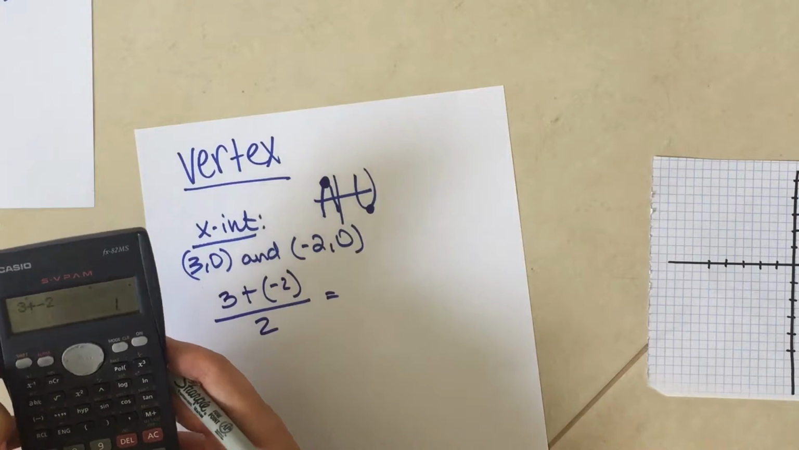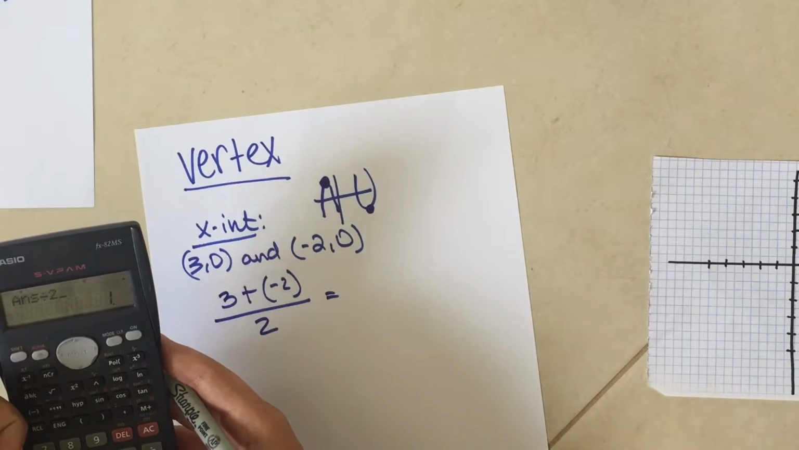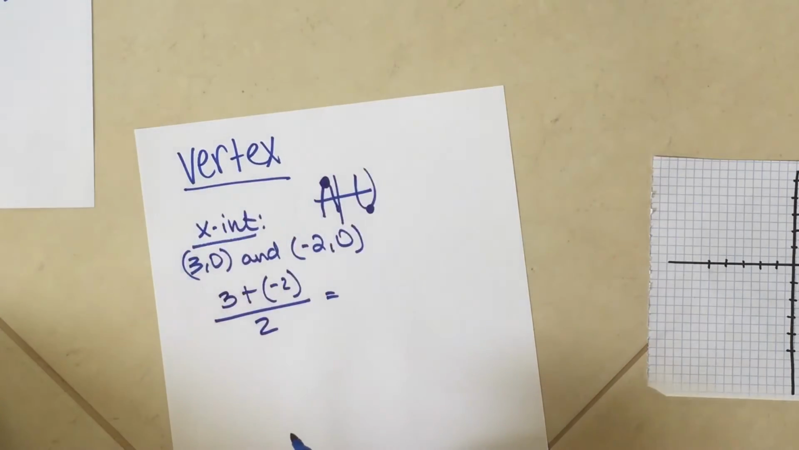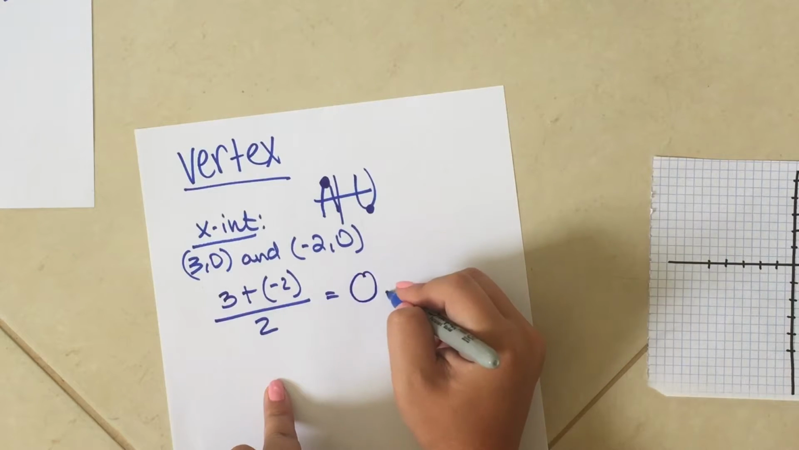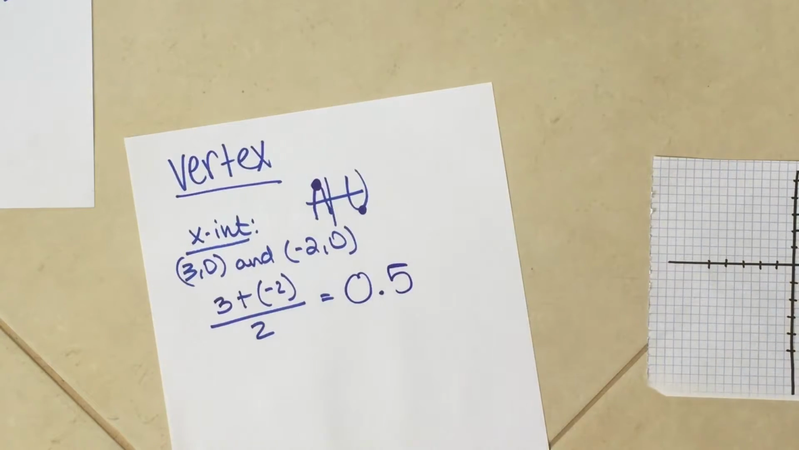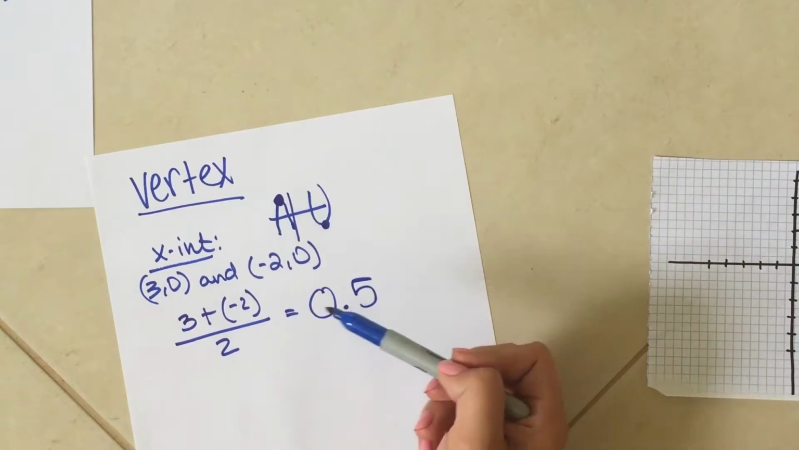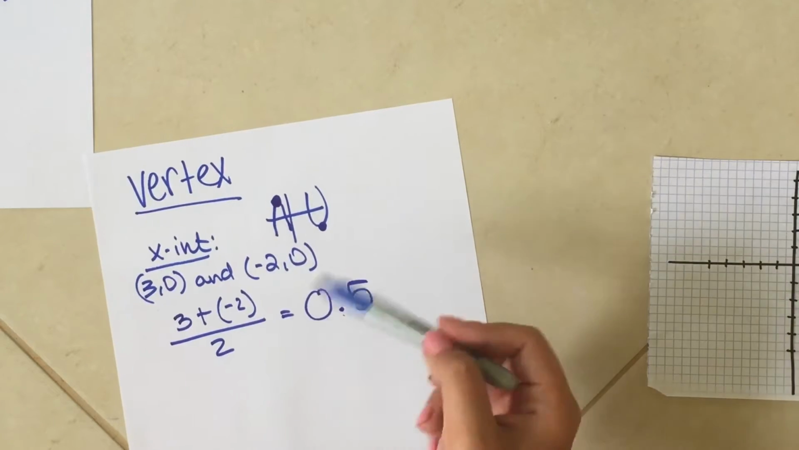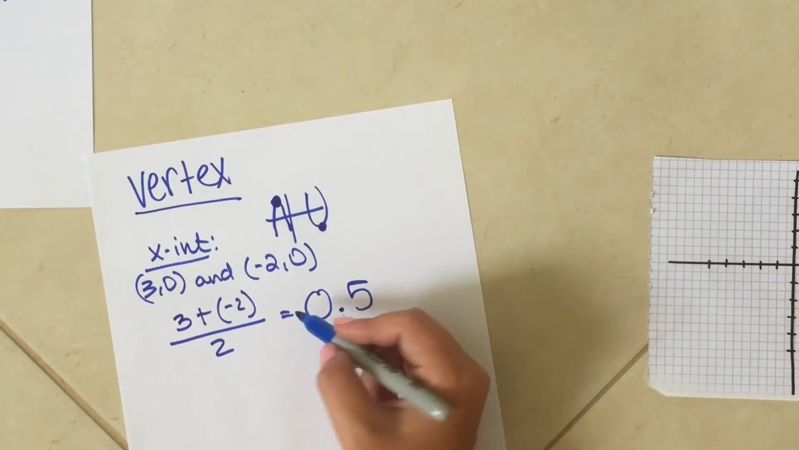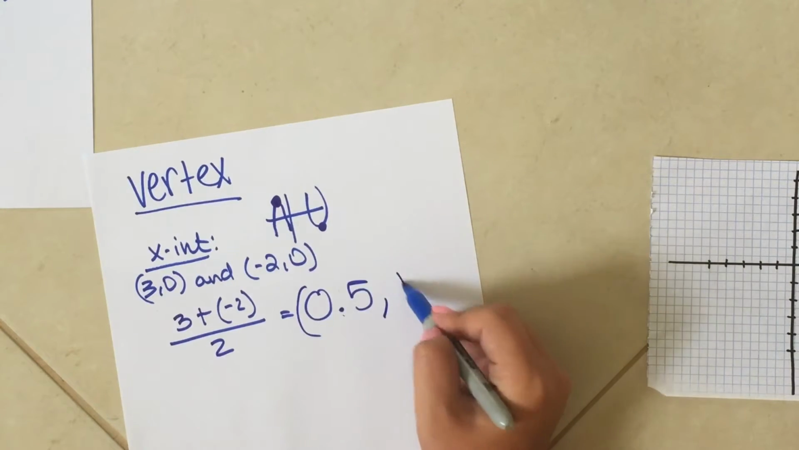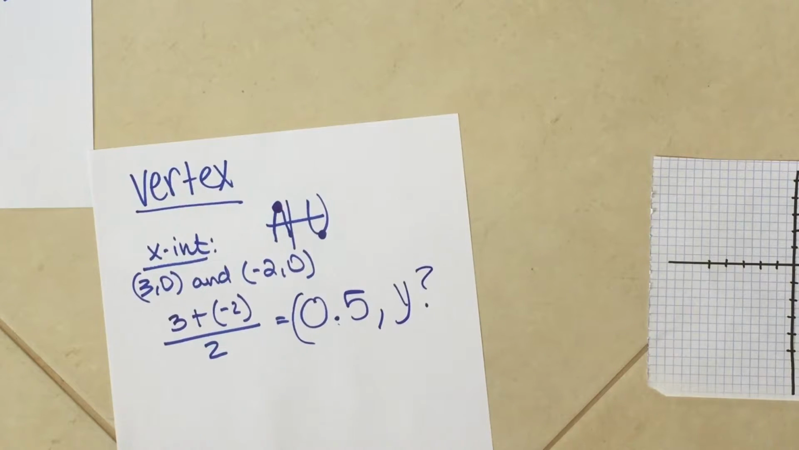3 plus negative 2, which is 1. 1 divided by 2, which is 0.5. Interesting. We find our vertex, the x of our vertex, it's 0.5. But what about y? What about the y point?